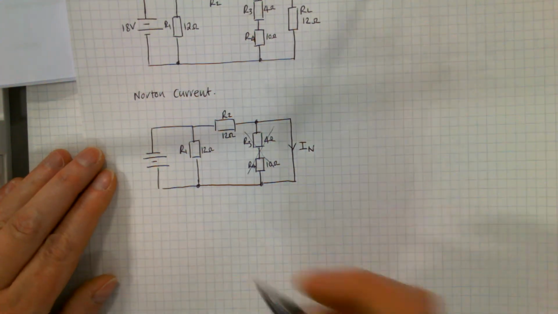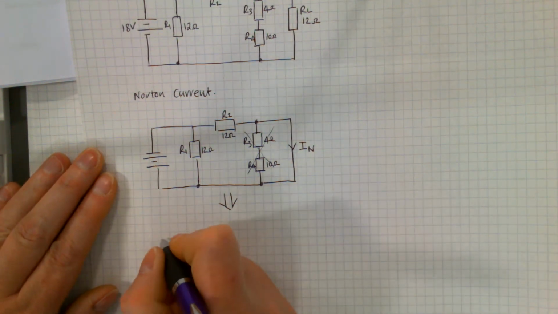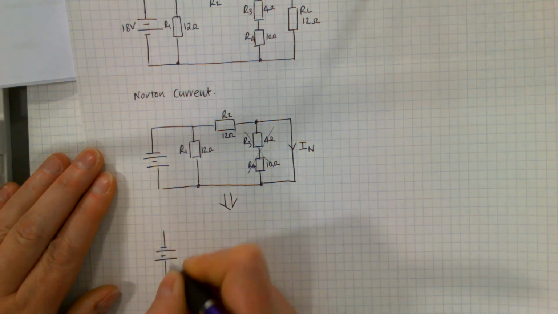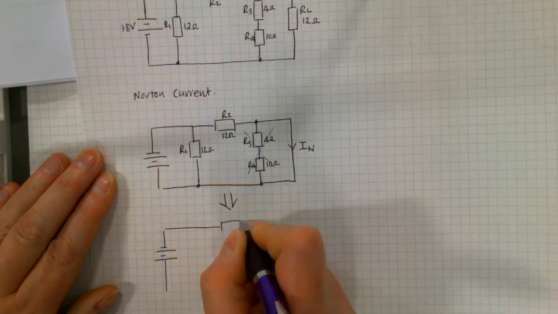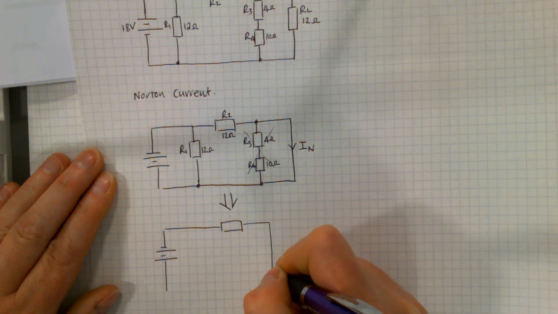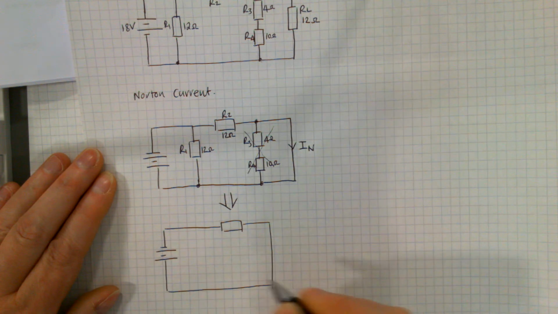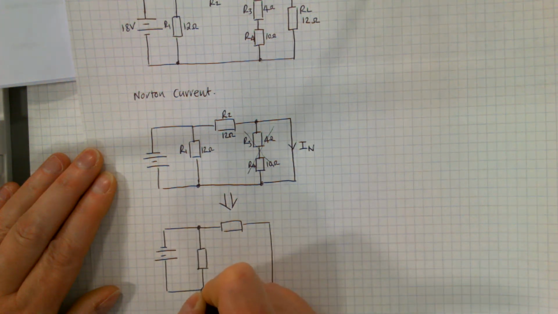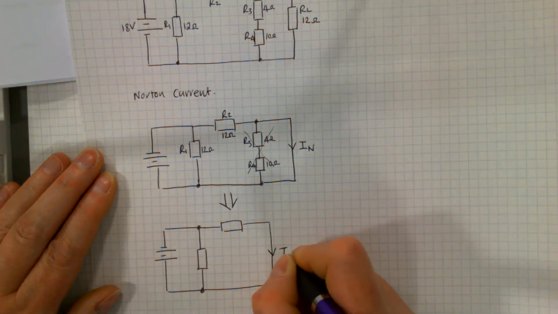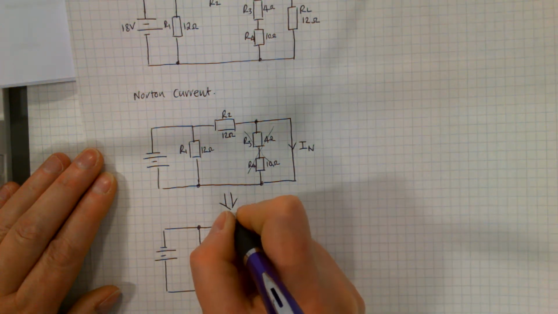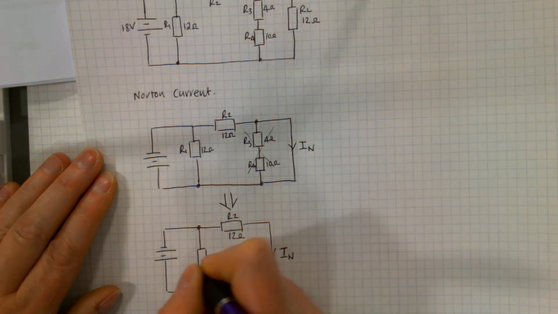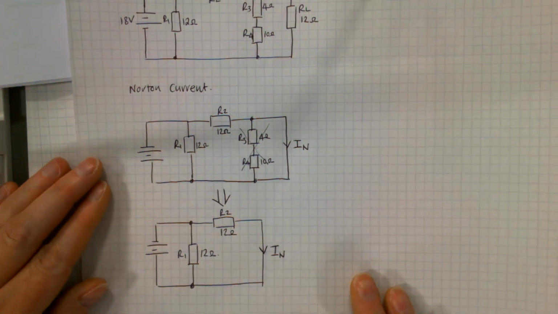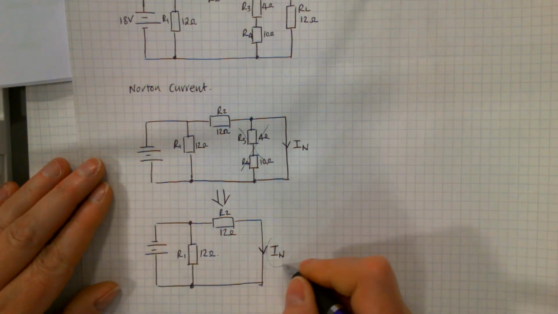Your Norton equivalent circuit will go from being that to being that. That's your Norton current there. And that would be the current you're trying to find there to get your Norton current.